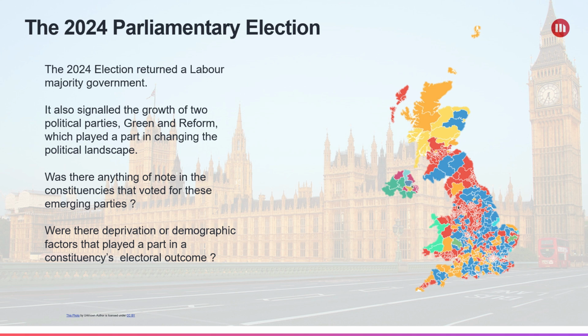So we can ask some questions. Was there anything of note in the constituencies that voted for these emerging parties? Were there deprivation or demographic factors that played a part in a constituency's electoral outcome?